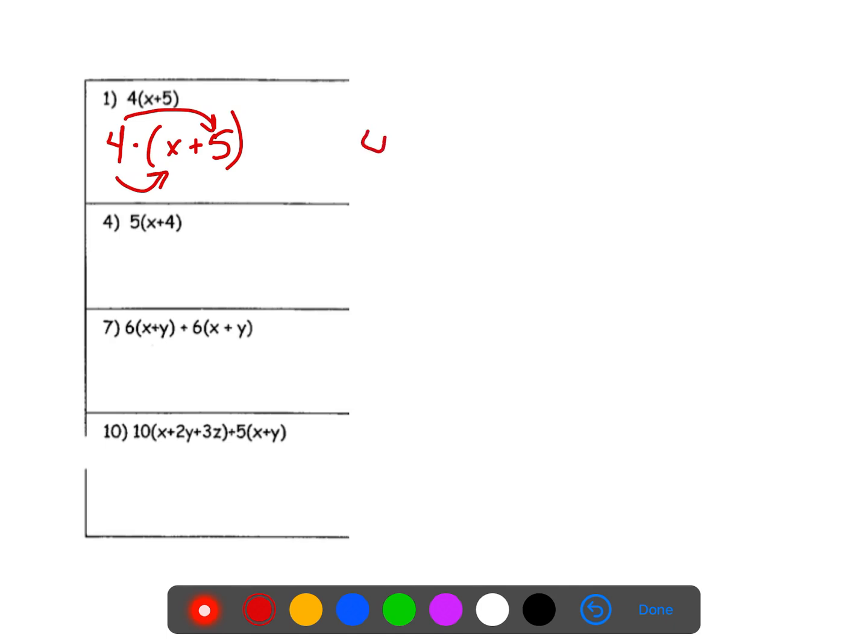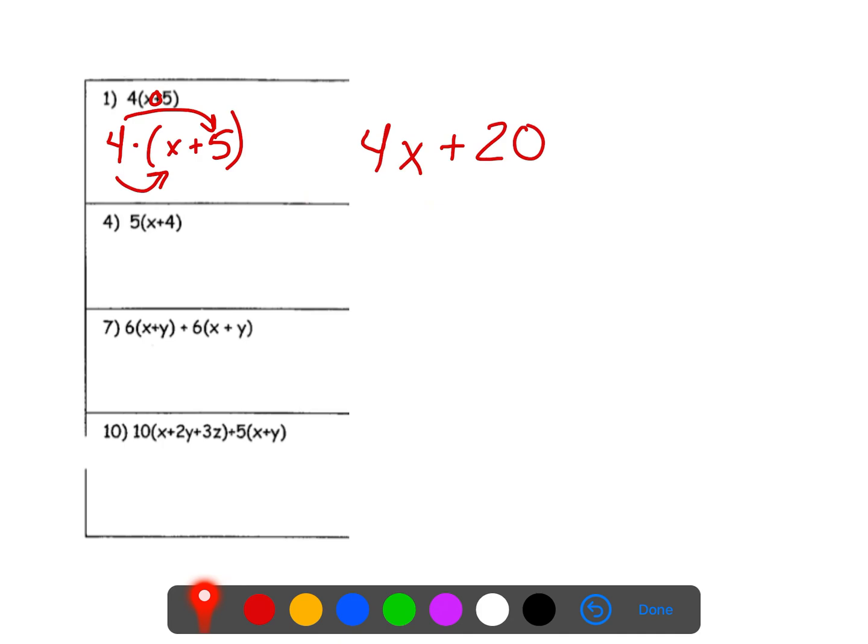And we'd write 4 x's plus, because there was addition happening here, 4 5's. I wouldn't write 4 times 5. I would just simplify that to 20. That's the distributive property. So we are just rewriting an equivalent expression. This expression means the same as this, it's just a different way of showing it.